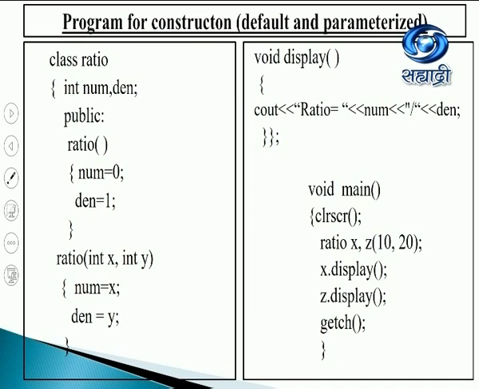Now void main. Void main, CLR SCR as it is. I've taken ratio x. Since I'm not passing any parameter, x will call the default constructor because it has no parameters. So the x object will use the default constructor to initialize the values of num and den, and z will use 10 and 20 to initialize the values of num and den. So when I say x.display, I should get 0 by 1, and when I say z.display, I should get 10 divided by 20.